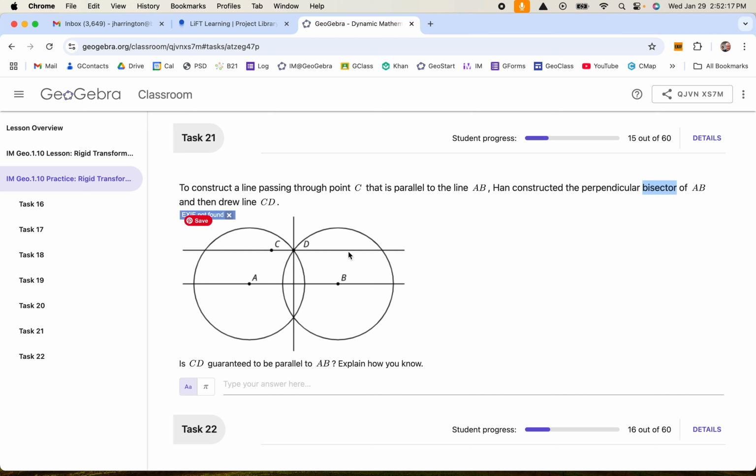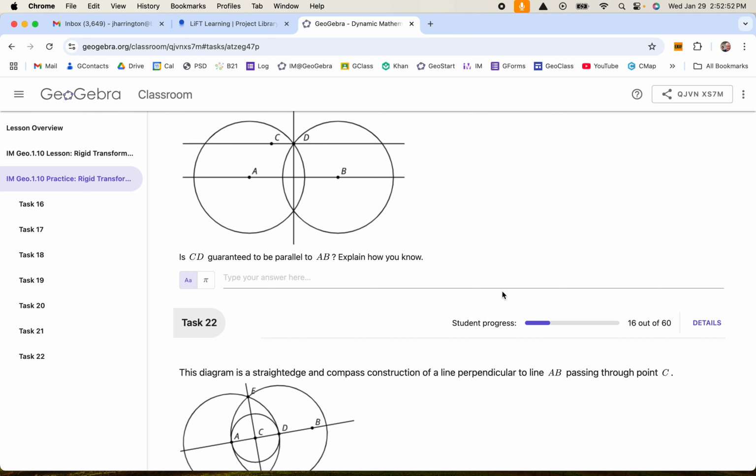and Han used these two circles to generate those 2 points that he could use to make this line. And then he draws a line CD across this way that goes through C and D. Now the question is, is CD guaranteed to be parallel to AB? Explain how you know. And I think there's a hint here in the fact that this is point A, this is point B, that's point C, and that's point D, in terms of the order that they were created.